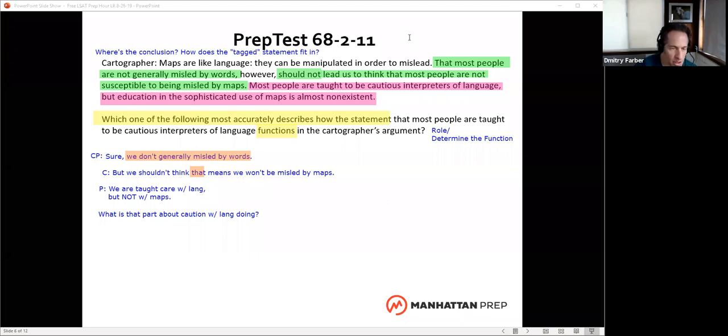Okay, so it's a concession. That's one way to see it. It's like they're giving something up. They're saying, yeah, that's true, but anyone see it differently? Counter premise to a premise. But notice that what you guys are saying, concession and counter premise, almost makes it sound like it goes against the author's point. And I think this part goes against the author's point in the sense of, hey, we don't get misled here, so why should we be misled there? But it actually helps the author's point to say that we're taught to be cautious interpreters, because look what's different with maps.